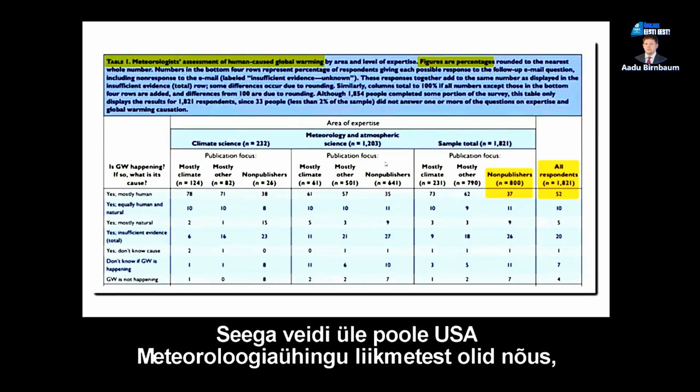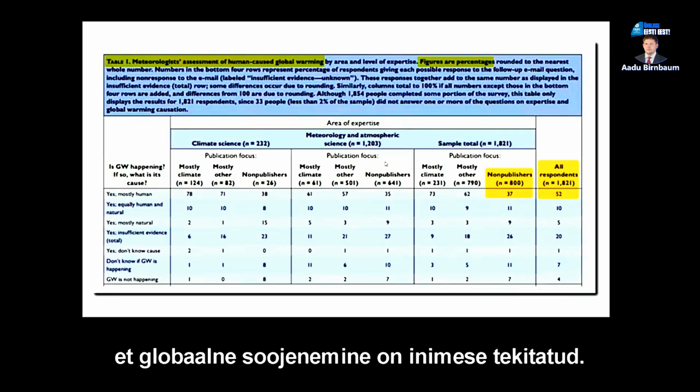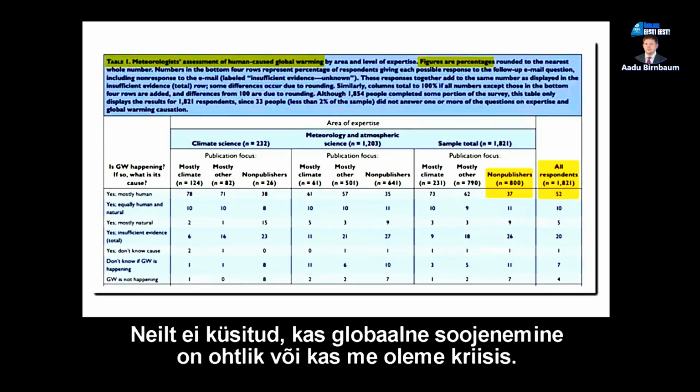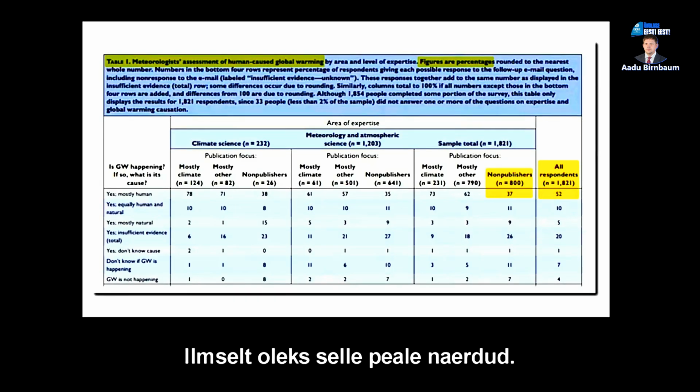So just over one-half of all professional members of the American Meteorological Society agreed that global warming was mostly man-made, and just over one-third of professional forecasters. They were not asked if global warming was dangerous or if we're in a crisis. They probably would have been laughed at had they asked such a ridiculous question.